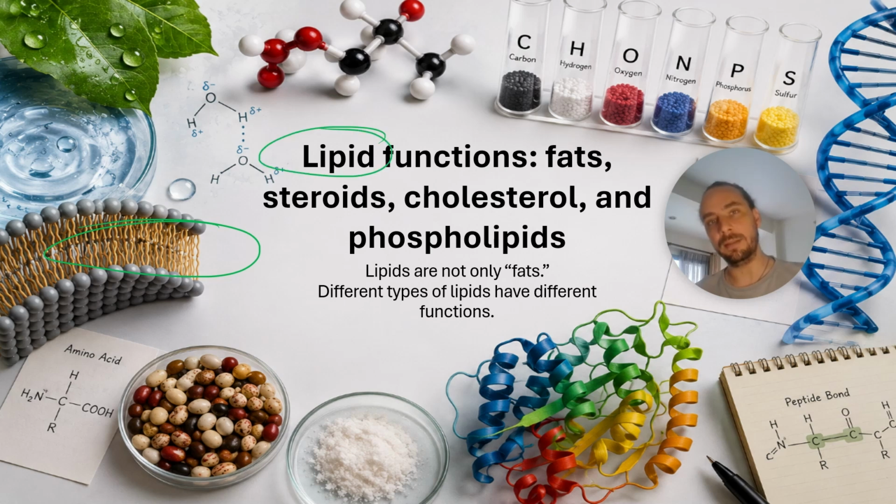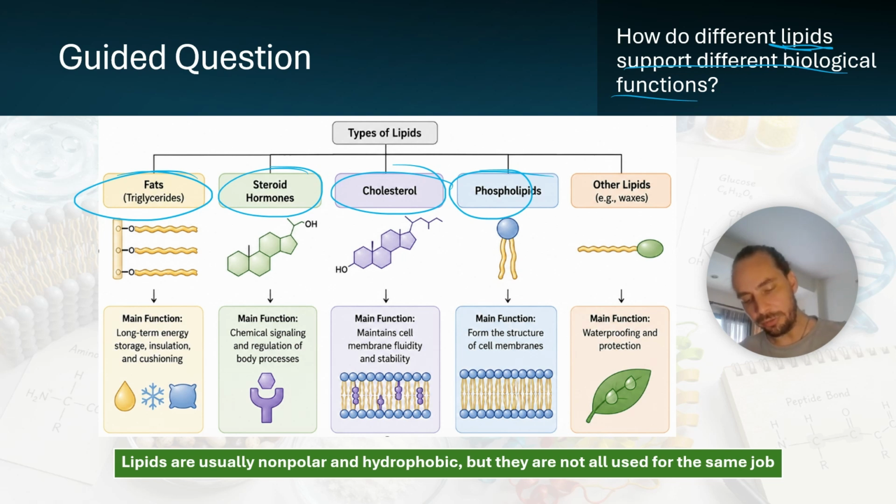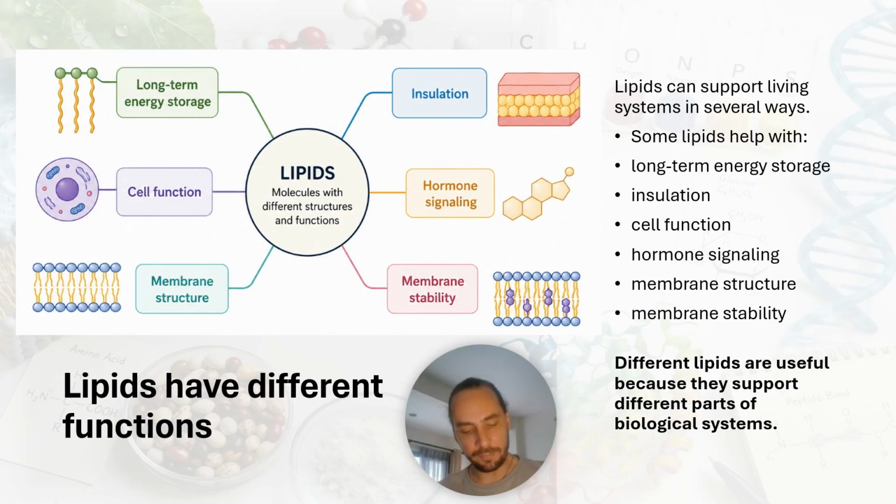We're going to be learning about other lipids. We're also going to be learning about fats, steroids, cholesterol, and phospholipids, and more specifically, their specific functions in biology. The guiding question for today is, how do different lipids support different biological functions? And we're going to be specifically looking at how these structures, like fats, steroid hormones, cholesterol, and phospholipids, support biological function.